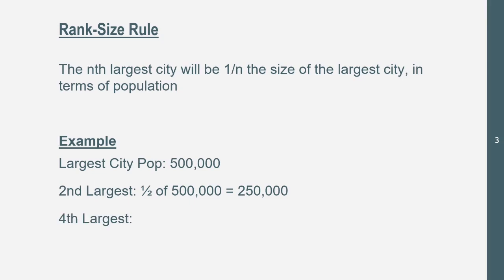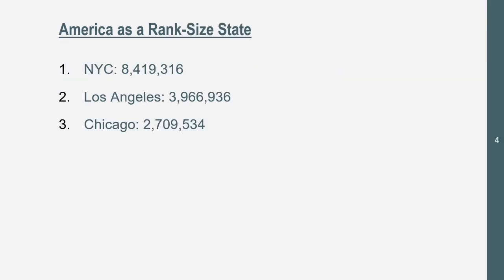What about the 4th largest city? What are we going to use as our denominator? We're going to use number 4. So 1/4 of 500,000 is 125,000, and that's going to be the approximate population for the 4th largest city. So you must have the population of that largest city, which is pretty easy to get, and then you can use the rank size rule to figure out the approximate population size of a certain city. So yeah, pretty cool.